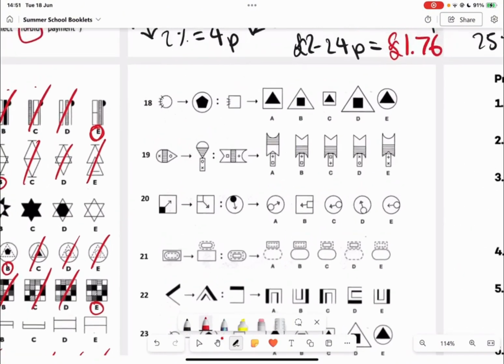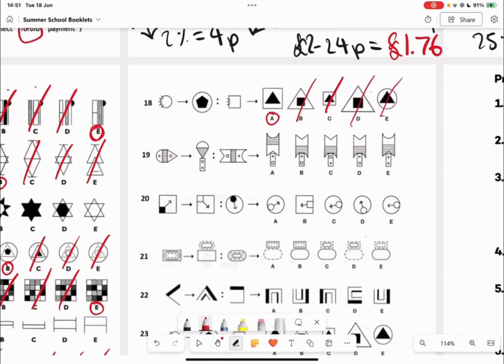So question 18. The circle has 5 lines and then there's a pentagon, so we can expect a square, so it cannot be B, D, or E. And then the triangle on the inside, well, it will be a larger shape, so it cannot be C, and the answer will be A. So question 18 is A.